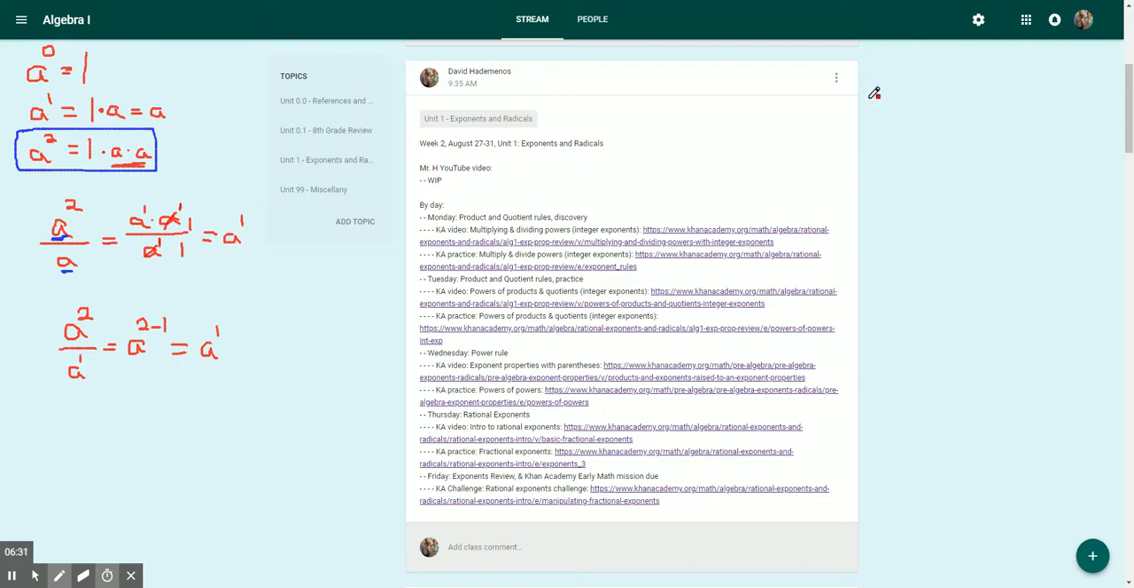If we want to see it with numbers, we can plug in some numbers. I've been using 3s, let's use 4s. So if we have 4 squared divided by 4, we can think of this as 4 times 4 divided by 4. And so there's a couple ways we can go about doing this. One, we can go ahead and multiply the top, and we get 16 divided by 4, which will give us 4.